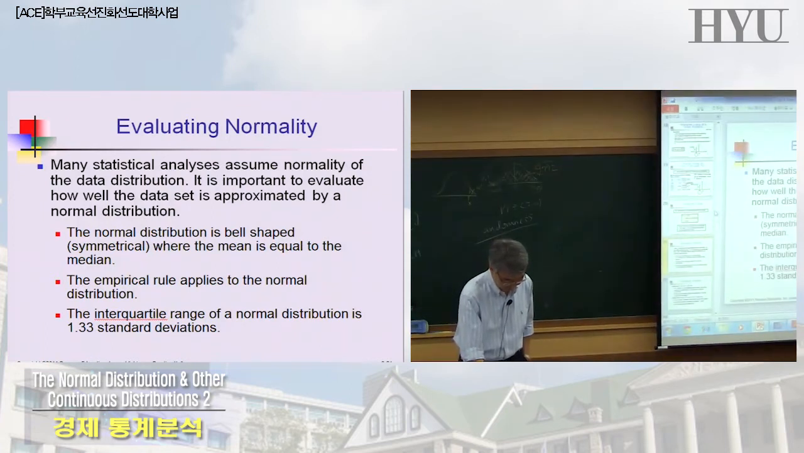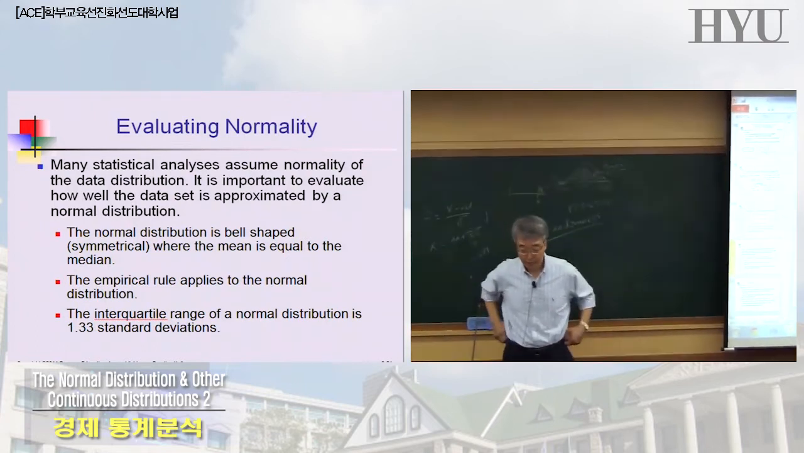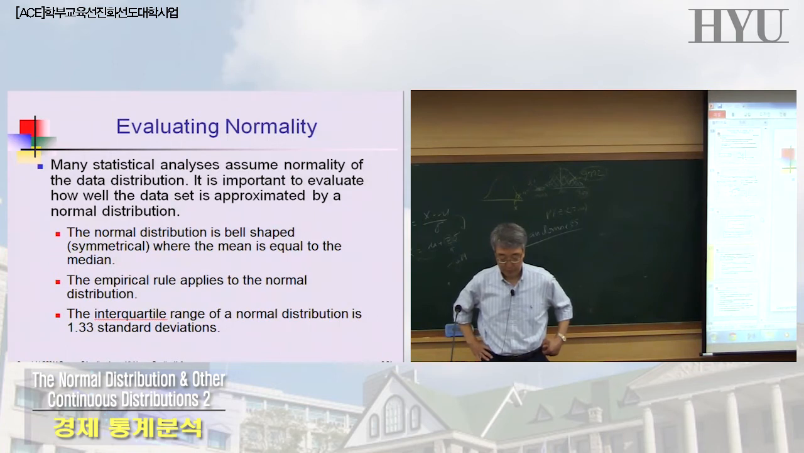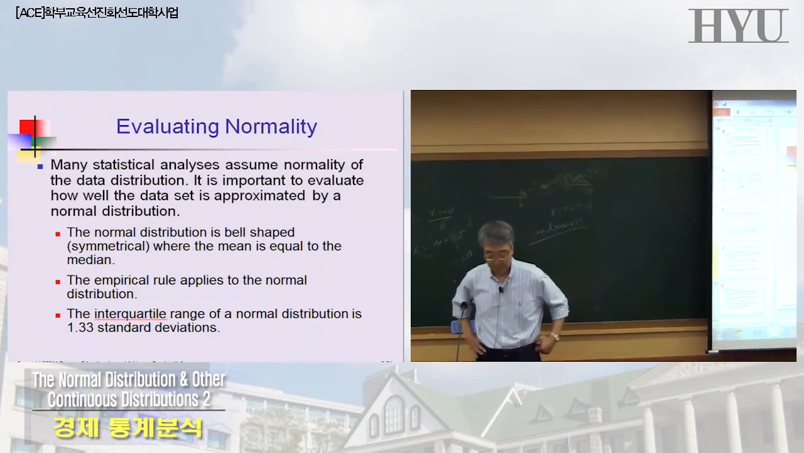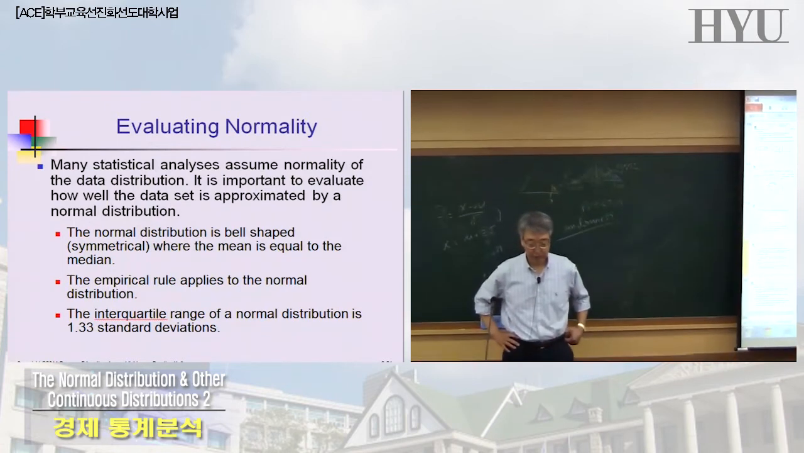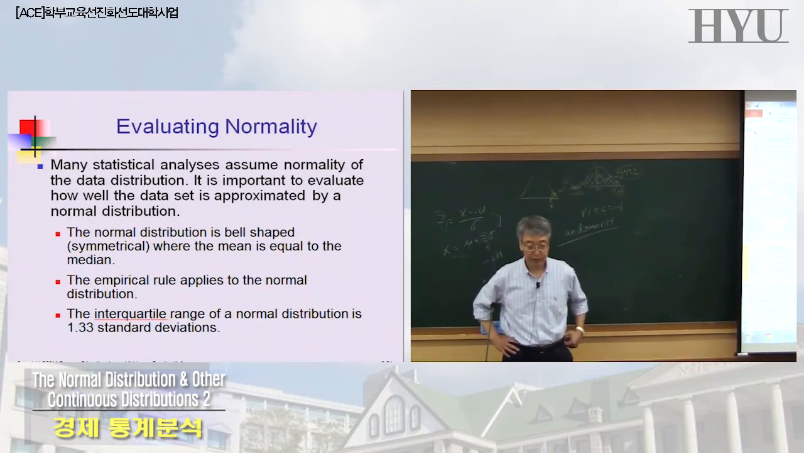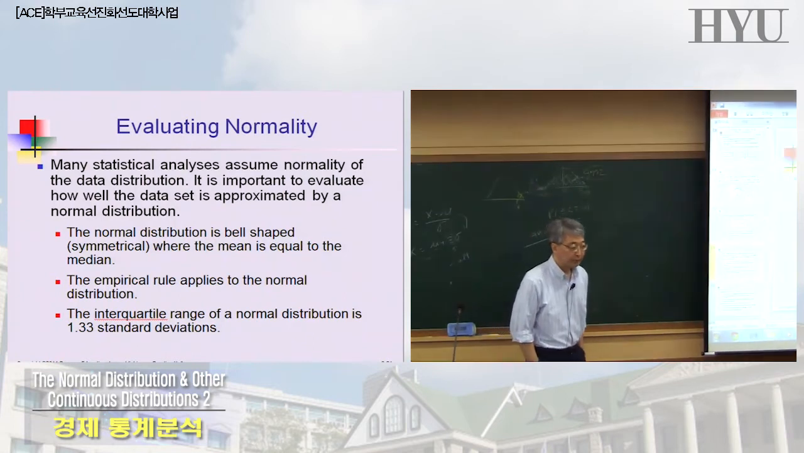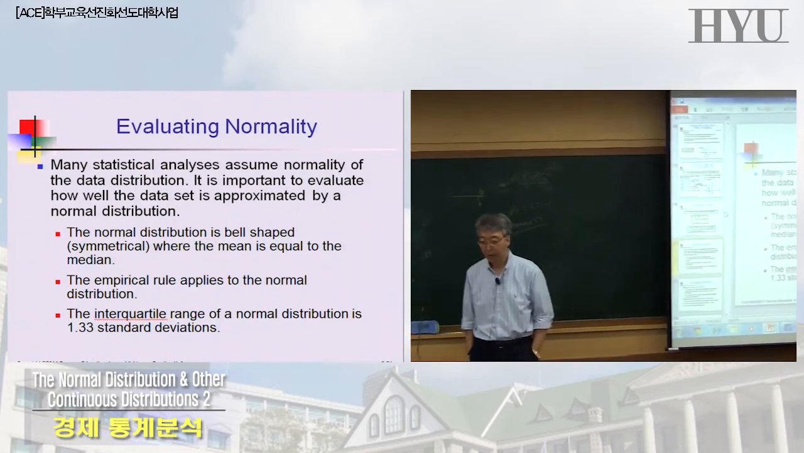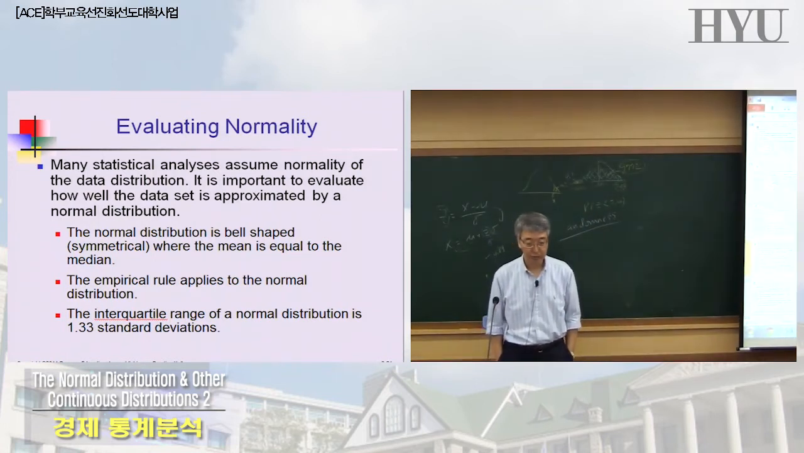Okay, very good. So now we're down to our last topic today, evaluating normality. As I said, the normal distribution is very important because almost all statistical analyses are based on the normal distribution. Does that mean everything is normally distributed? No. But you have to convert and use certain ways to be able to use the normal distribution in most cases.